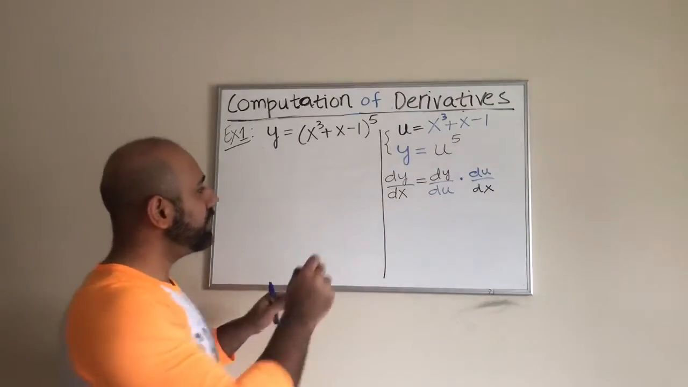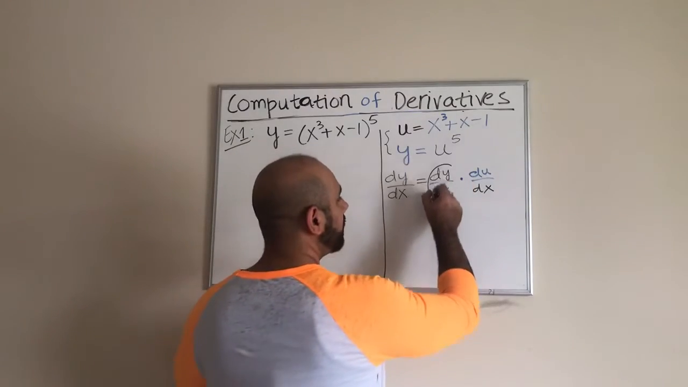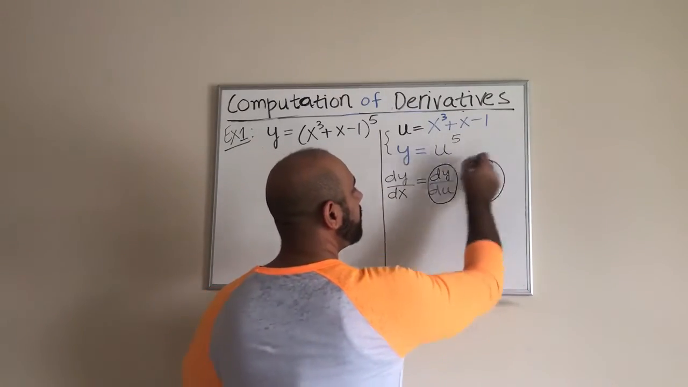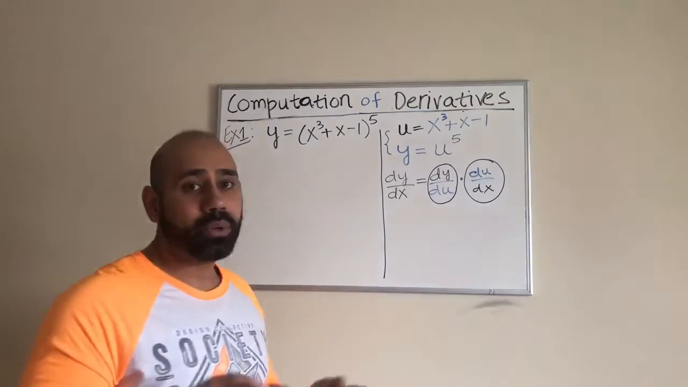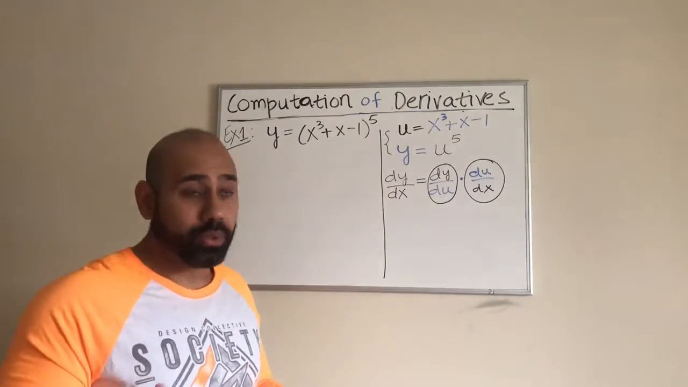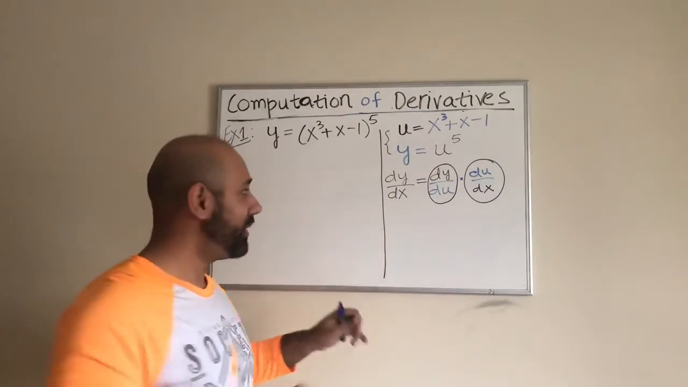So guys, based on this, what we are trying to do is on the right hand side, we have to evaluate 2 derivatives and multiply them. That is the whole idea of the chain rule if we use the dy over dx notation.